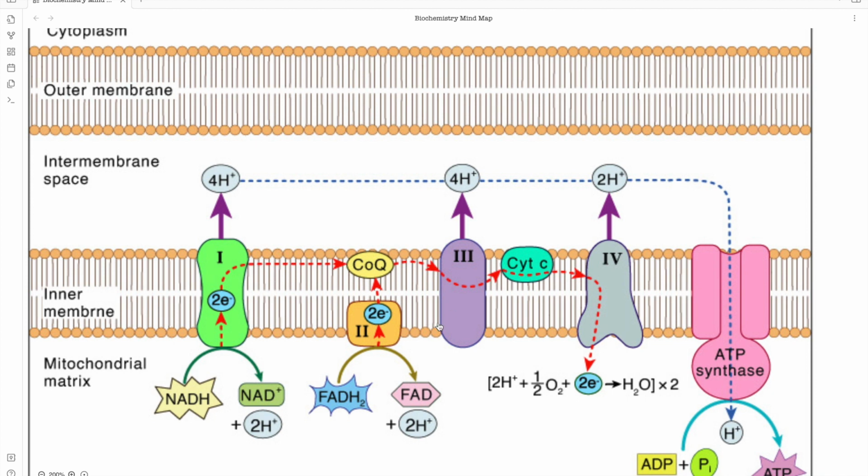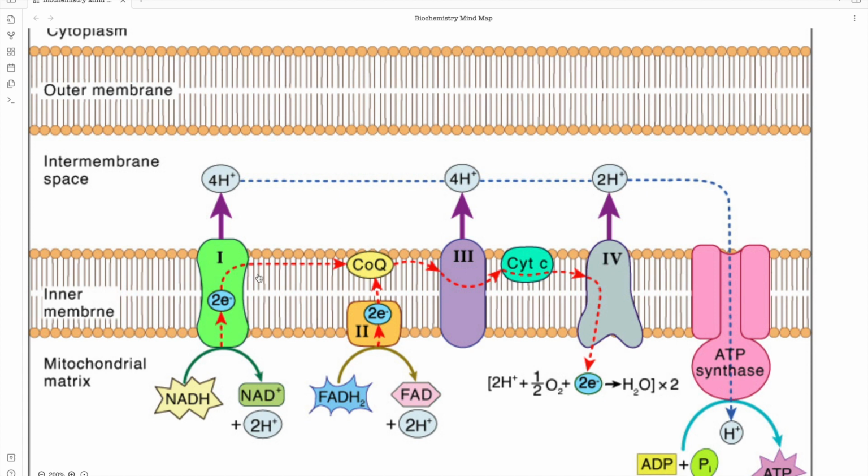Complex 1 is an integral membrane protein, whereas complex 2 is a peripheral membrane protein, which is present on the face of the inner mitochondrial membrane that is towards the mitochondrial matrix. Hope you got that. Another important difference is, complex 1 can take up 2 electrons from NADH, whereas complex 2 can take up 2 electrons from FADH2. The third difference is, whenever complex 1 is acting, 4 protons will be transported from the mitochondrial matrix to the intermembrane space. But whenever complex 2 is acting, there will be no proton transport.